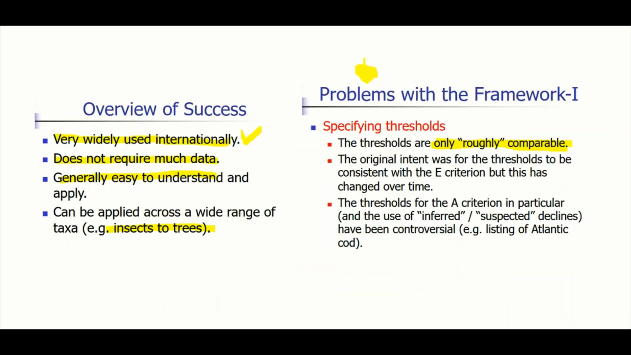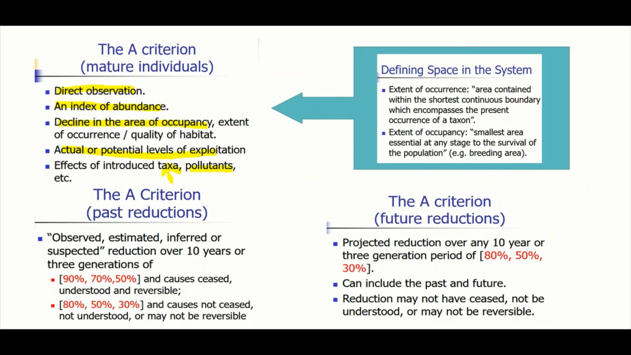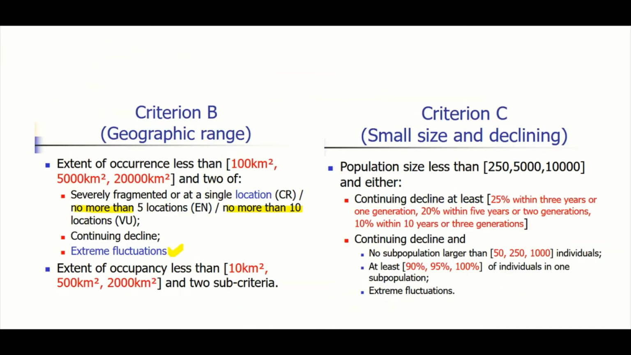And then the thresholds for criterion A in particular, and the use of inferred or suspected declines, have been controversial, e.g. the listing of the Atlantic cod. So for criterion A also, we have had several issues with decline estimates. How do you measure decline within a specific occurrence?